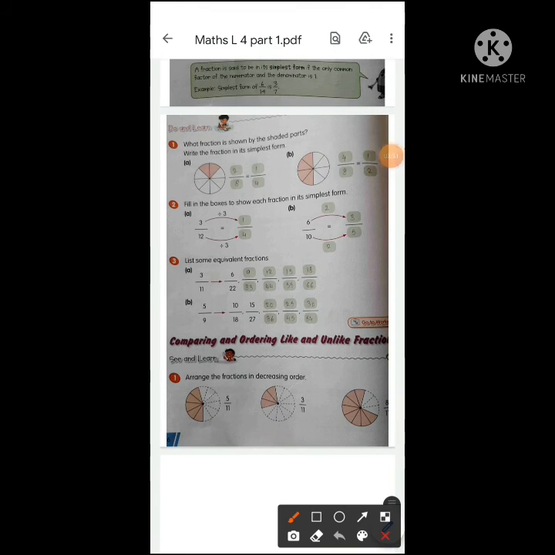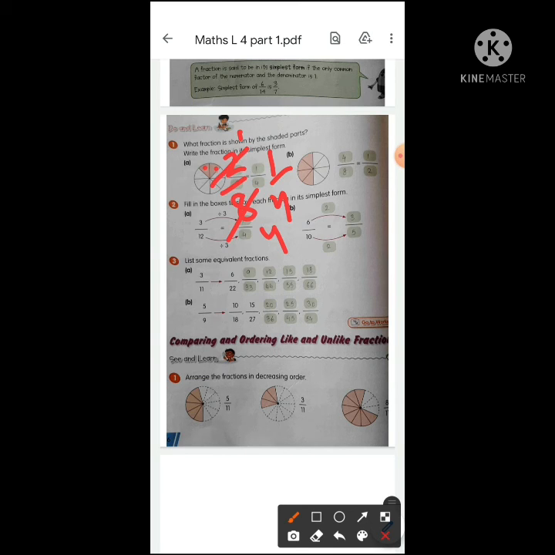कितना shaded part बताया है यहाँ पे? 2. Total is how much? 8. From 8, 2 is shaded, means 1 and 2 portions. So 2 upon 8. So we will write here 2 upon 8. And half, how are we going to write it? 4. Write the fraction in simplest form. So it will be 1 upon 4. So in simplest form we are going to write 1 upon 4, as we cut 2 1s and 2 4s 8. So we are going to write 1 upon 4.